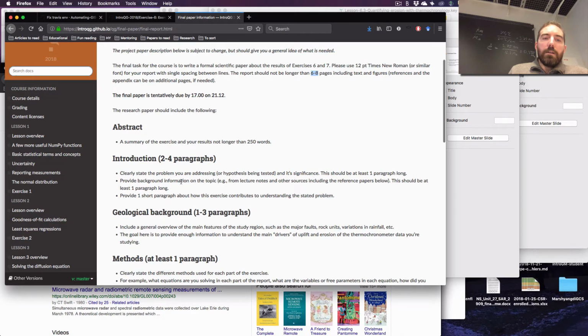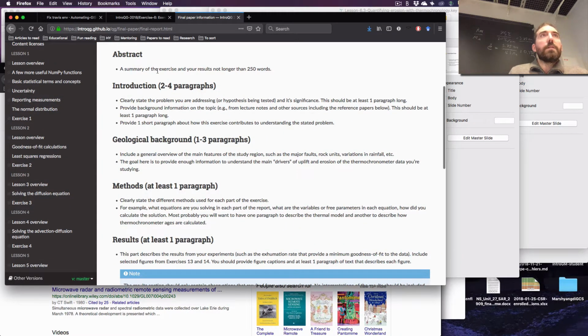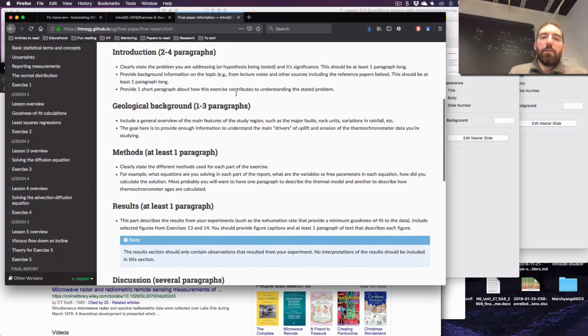The structure looks something like this. So there should be some kind of short abstract that basically summarizes what you found in the exercises and how it relates to the area that we're studying in terms of erosion and tectonics and things like that. And then it's pretty much a standard layout for a scientific journal article. So there's an introduction section where basically all you want to do is tell the reader, I guess me in this case, what you've done and why, what it means, why it's significant.